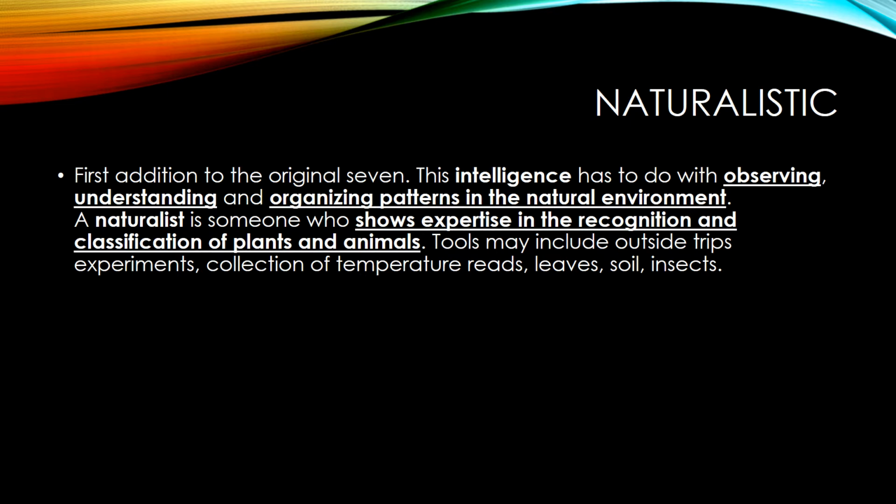Finally is the naturalistic learner. This is the first addition to the original 7 intelligences. This intelligence has to do, of course, with observing and understanding, organizing patterns in the natural environment. This is someone who shows expertise in the recognition and classification of plants and animals. A few tools or learning strategies for them may include outside trips, experiments, collection of temperature reads, leaves, soils, and insects, just to kind of have a few projects to put their hands on.